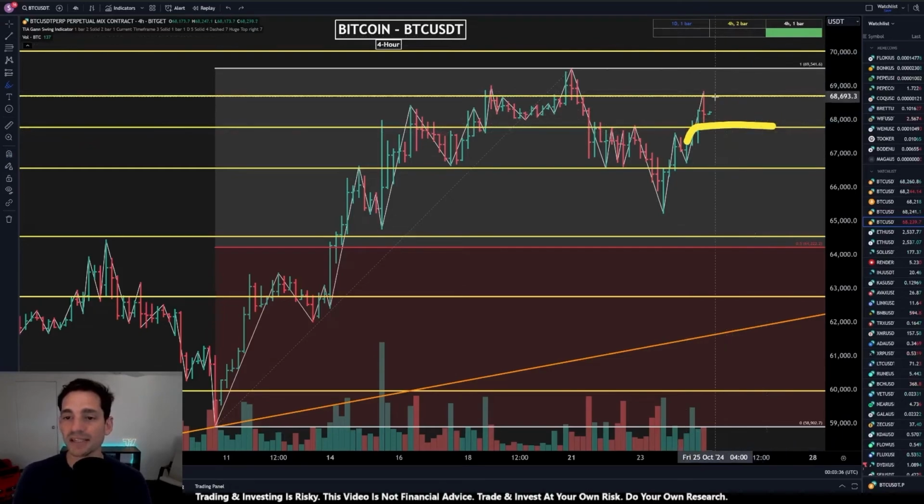And the early warning sign is seeing some closes and lower highs beneath that line there, because then we're very likely going to be coming back to retest those lower prices.